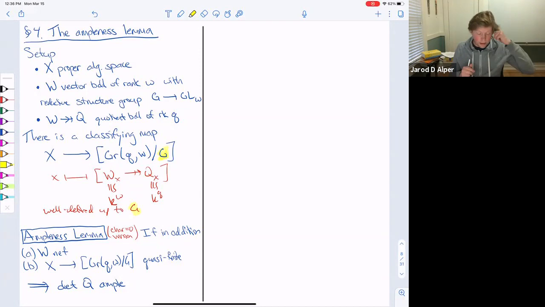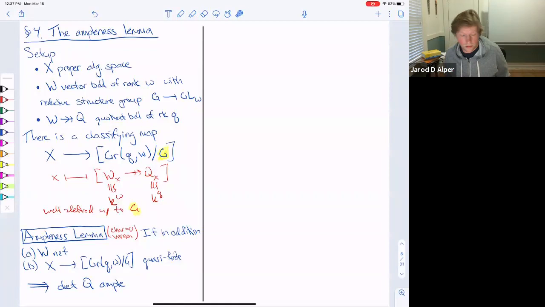And so here's the ampleness lemma. I'm only stating it in characteristic zero, but there is a positive characteristic version. It's just slightly more complicated to write. So if in addition we know that W is nef, and you know that this map is quasi-finite, then you get that the determinant of Q is ample. This is sort of remarkable, really cool. You're mapping to not quite the Grassmannian, but the quotient stack of the Grassmannian by G, and the idea is you're using positivity on the Grassmannian to infer positivity on X.